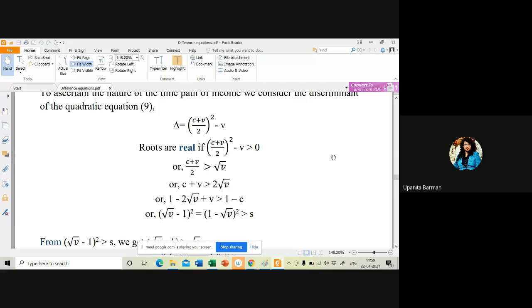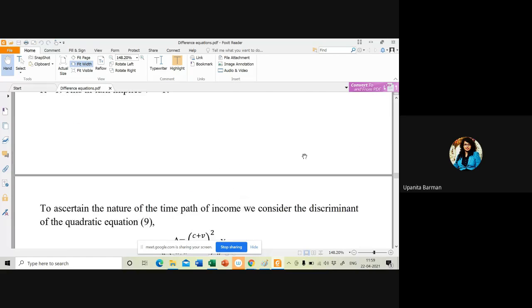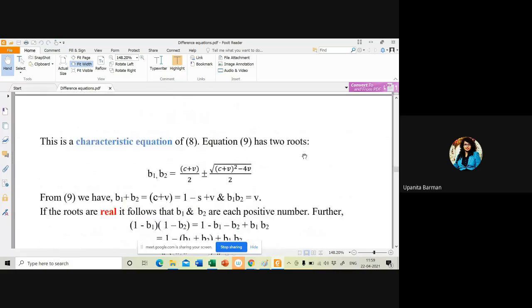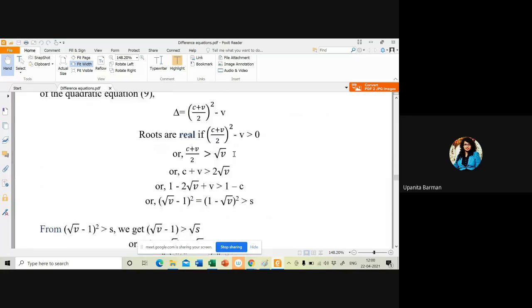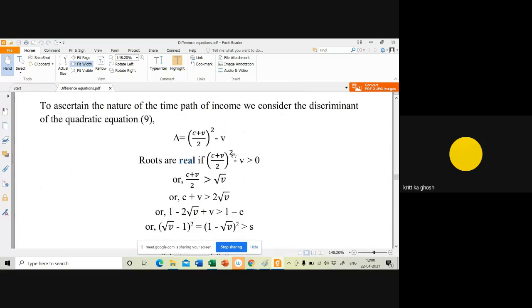Ma'am, can you explain why did you consider the whole value? Usually discriminant is only the b square minus 4ac part. There is no harm if you consider 1 by 2 because this will not change the context. In case of Higgs framework, while explaining the model, he considered the entire part, and following that principle, I am doing so. Okay, ma'am. So we are considering this form for convenience: C plus V by 2 whole square minus V.